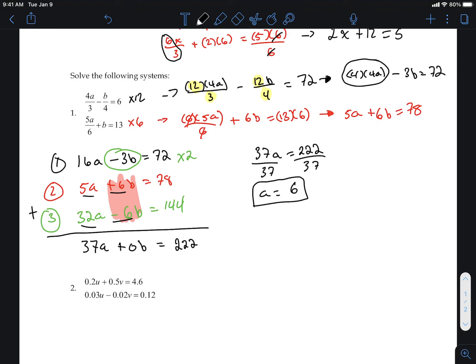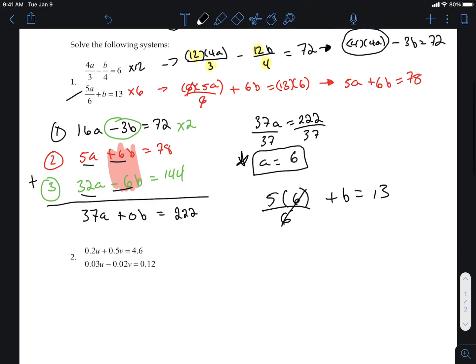So we just got two more steps. You're just going to plug this value into one of your equations. I'm going to pick the second one. 5 times 6 divided by 6 plus b equals 13. 6's cancel. That's why I chose that equation. Okay? So then I get 5 plus b equals 13. So b is going to equal 13 minus 5. b is equal to what? 4.